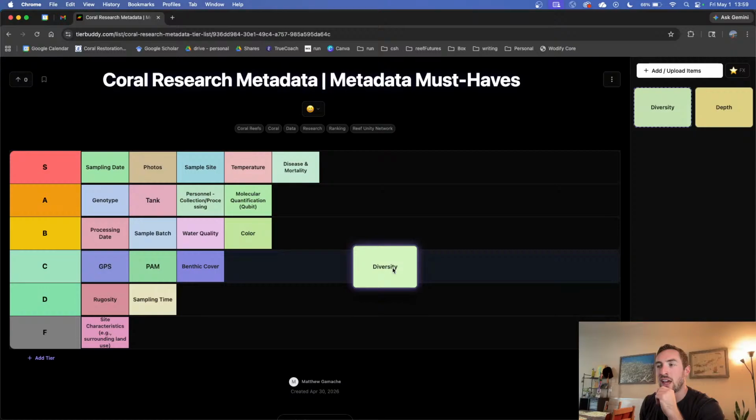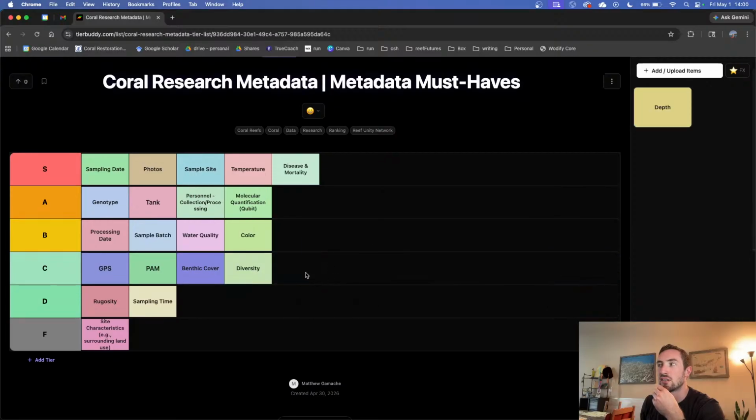Because it's a headache and it's not always helpful. Especially with microbial diversity, it's so nuanced. You do have to calculate it, but it's kind of annoying. I'm gonna put it C tier, mainly because I hate keeping track of it.